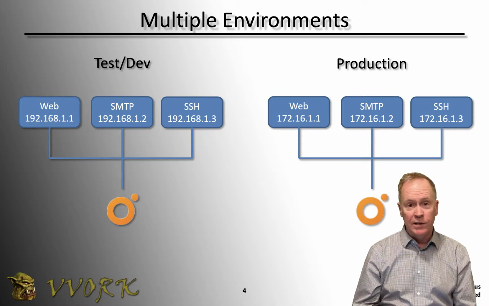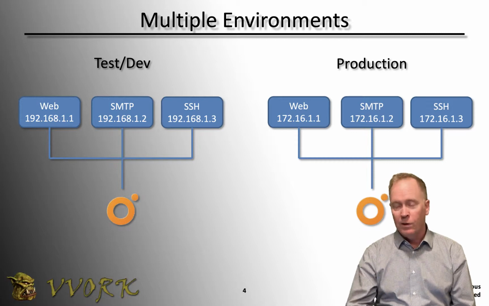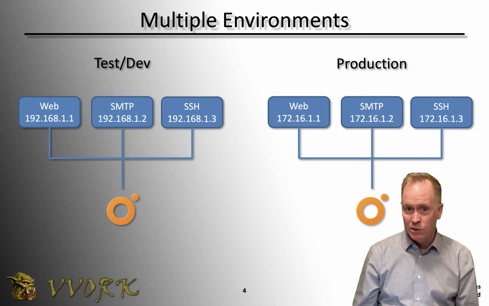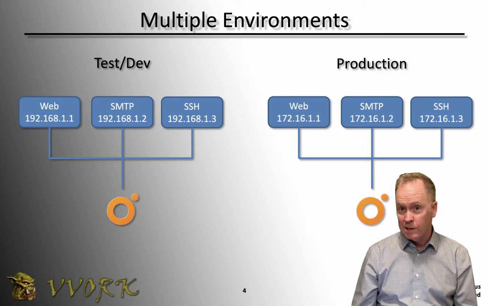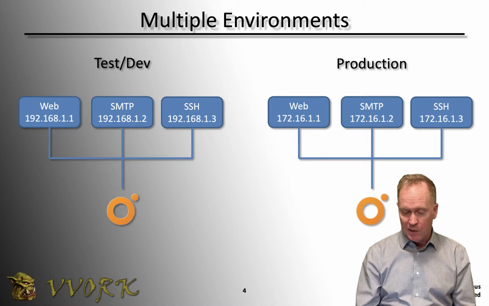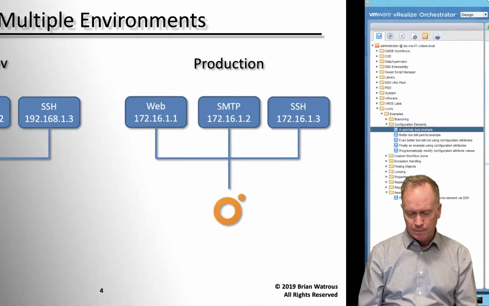So 172.16.whatever.whatever is the IP address range, or the network address for machines and other such hosts in our production environment. So again, with these in mind, let's take a look at our first example.